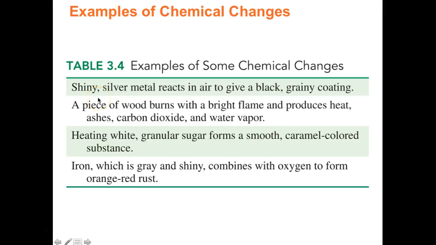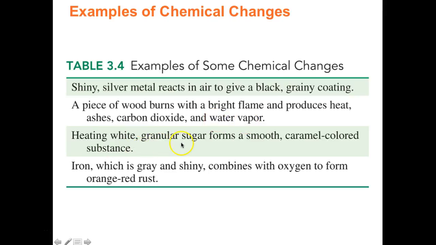Shiny silver reacts with air and you get a black residue on the silver where it tarnishes. So it used to be silver, now it's silver sulfide. So that's a chemical change. A piece of wood is burning and it's becoming ashes, carbon dioxide, and water. So it's no longer wood. It's no longer the chemical composition of wood. It's broken down and new substances are formed.